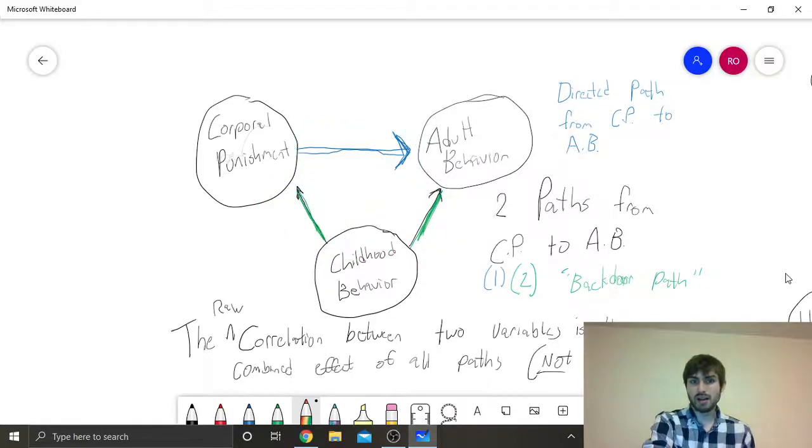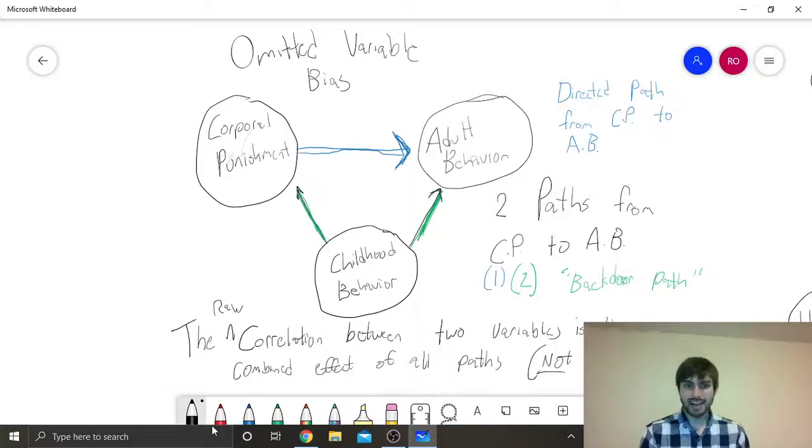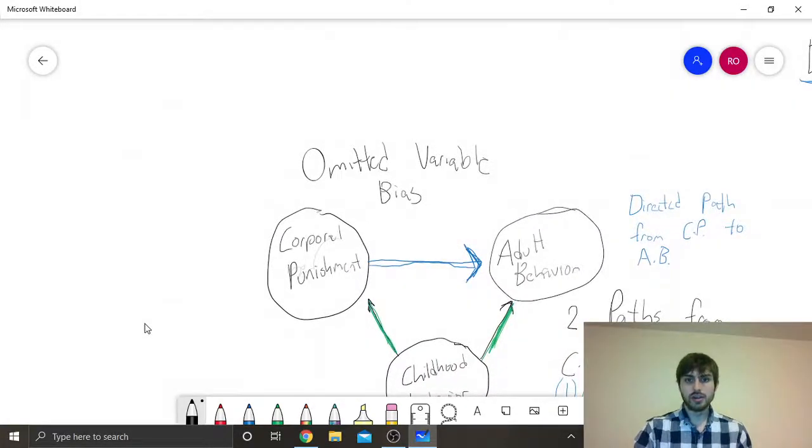Okay, so that's kind of how you can demonstrate omitted variable bias. Omitted variable bias is basically saying there's a backdoor path connecting one of our variables to another of our variables by means of a third variable.